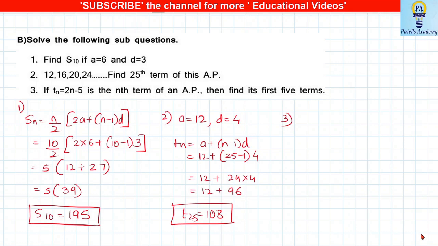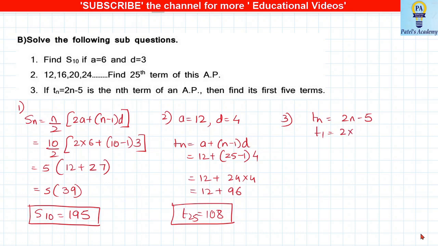They are given the value of Tn, the nth term. You have to find the first 5 terms. The same type of sums we did in the previous questions. So we have to just substitute the value of n as 1, 2, 3, 4, 5. You have to find out the first 5 terms.